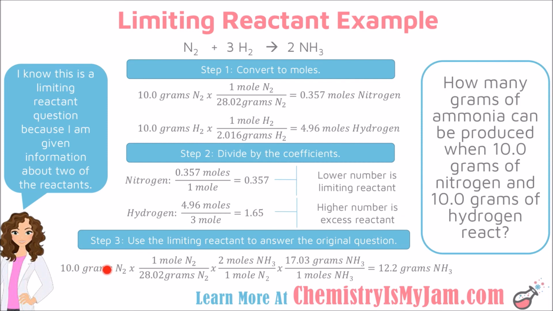10 grams of nitrogen, using the molar mass of nitrogen off the periodic table to convert to moles, using a mole ratio between nitrogen and NH3 to convert to NH3, and then using the molar mass for NH3 to get back to grams. My final answer is 12.2 grams of NH3. So step 3 looks just like a normal stoichiometry problem, but I needed to go through these other steps to figure out what to start with.